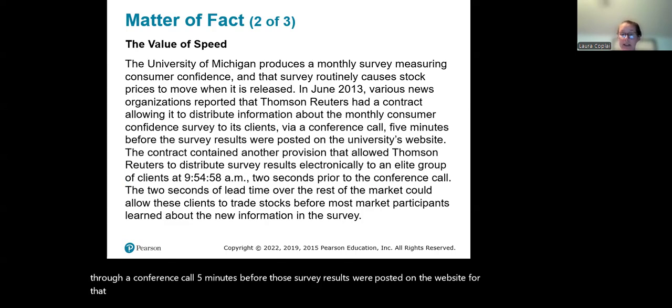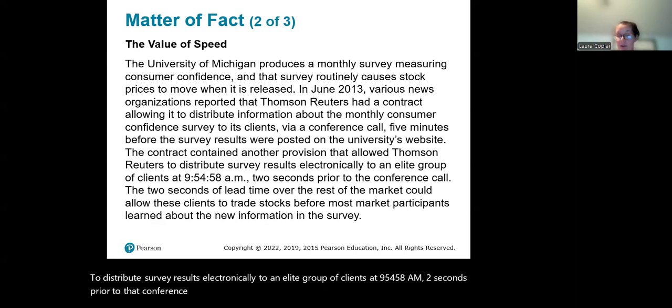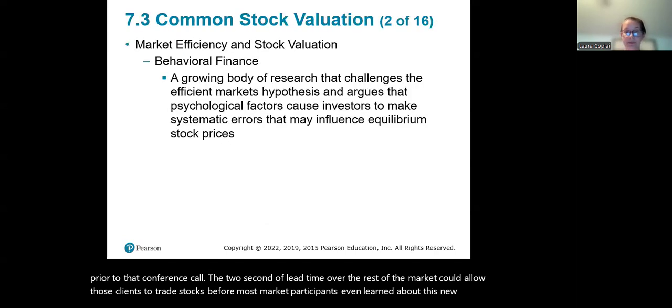The contract contained another provision that allowed Thomson Reuters to distribute survey results electronically to an elite group of clients at 9:54:58 a.m., 2 seconds prior to that conference call. The 2 seconds of lead time over the rest of the market could allow those clients to trade stocks before most market participants even learned about this new information.